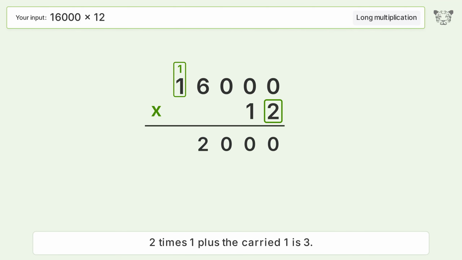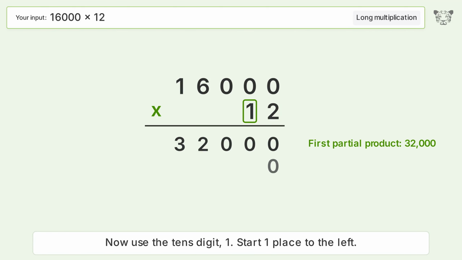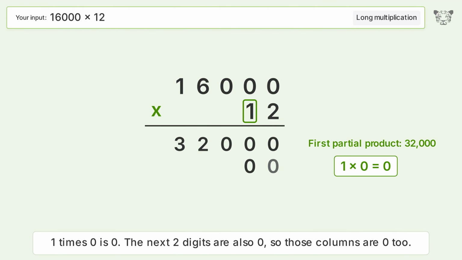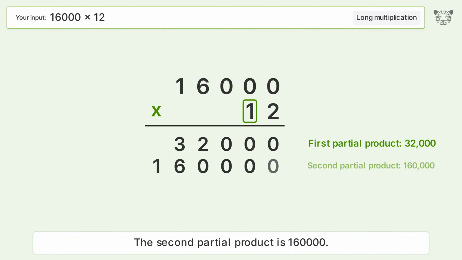2 times 1 plus the carried 1 is 3. The first partial product is 32,000. Now use the tens digit, 1. Start one place to the left. 1 times 0 is 0. The next two digits are also 0, so those columns are 0 too. 1 times 6 is 6. 1 times 1 is 1. The second partial product is 160,000.